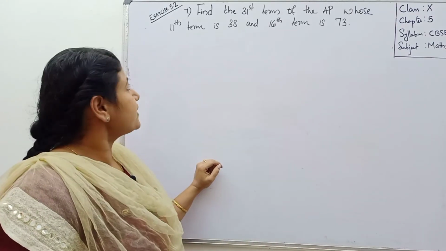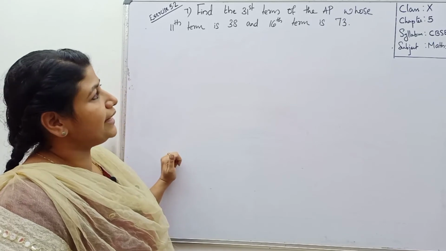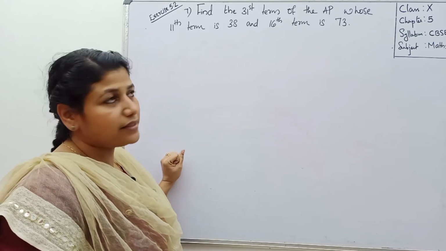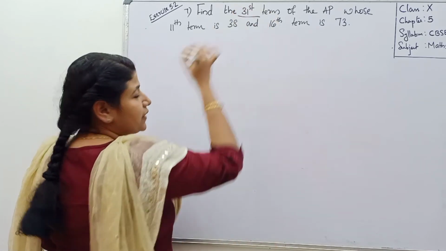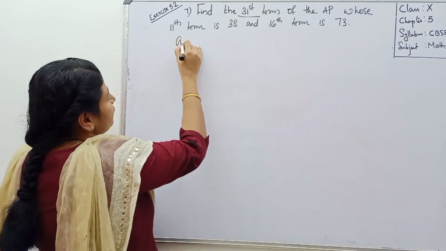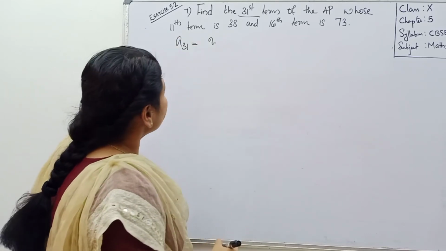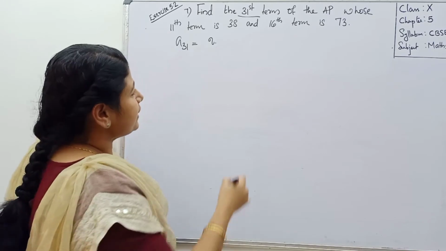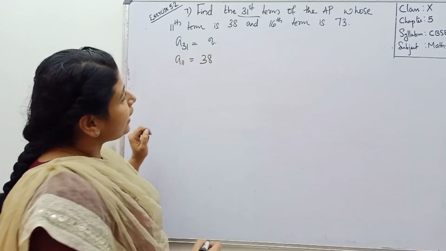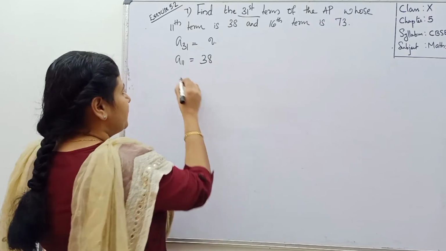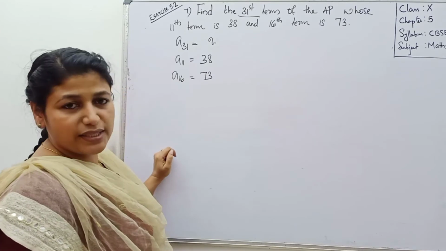Okay. 7th question. Find the 31st term of an AP whose 11th term is 38 and 16th term is 73. It's a very simple question. We have to find out the 31st term. Now it is given that the 11th term is 38 and the 16th term is 73. Okay, this much is given.